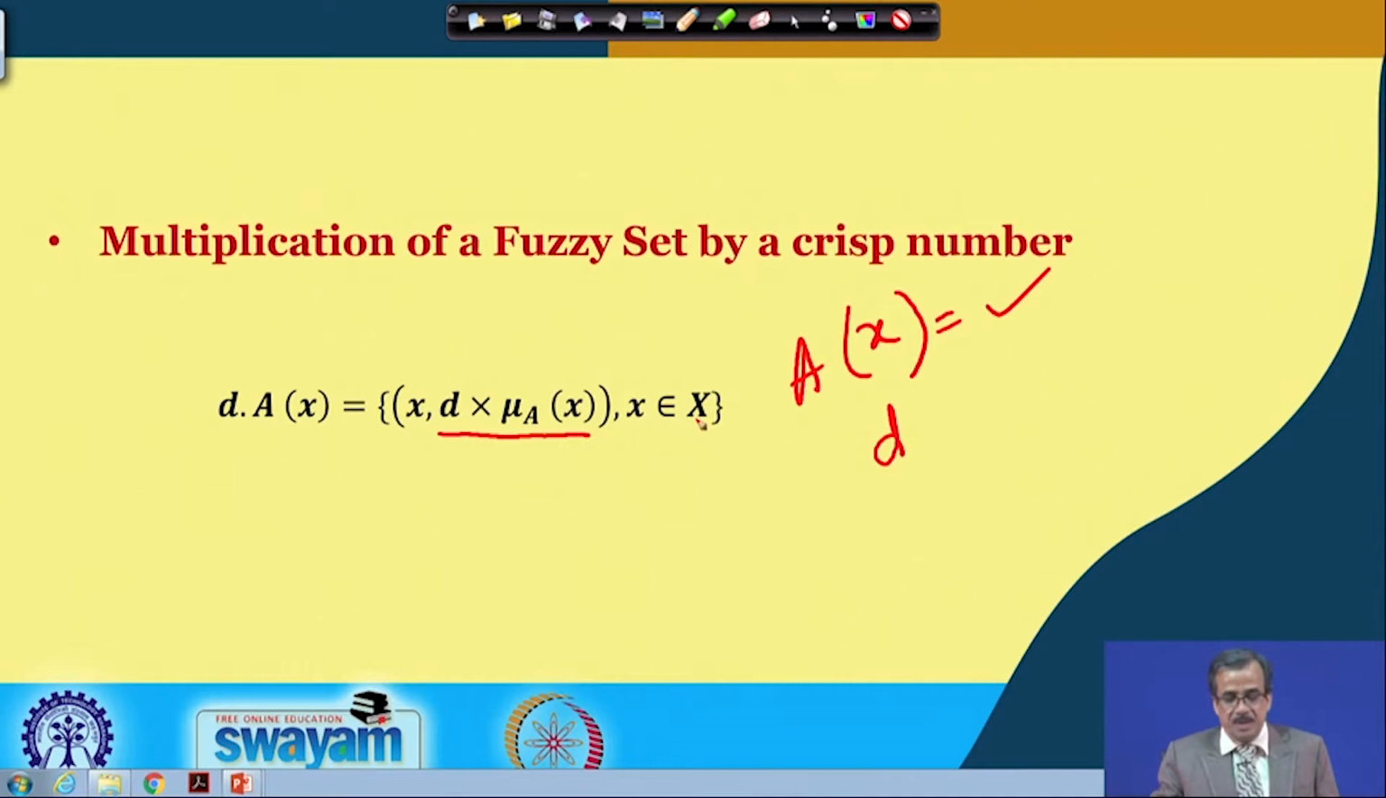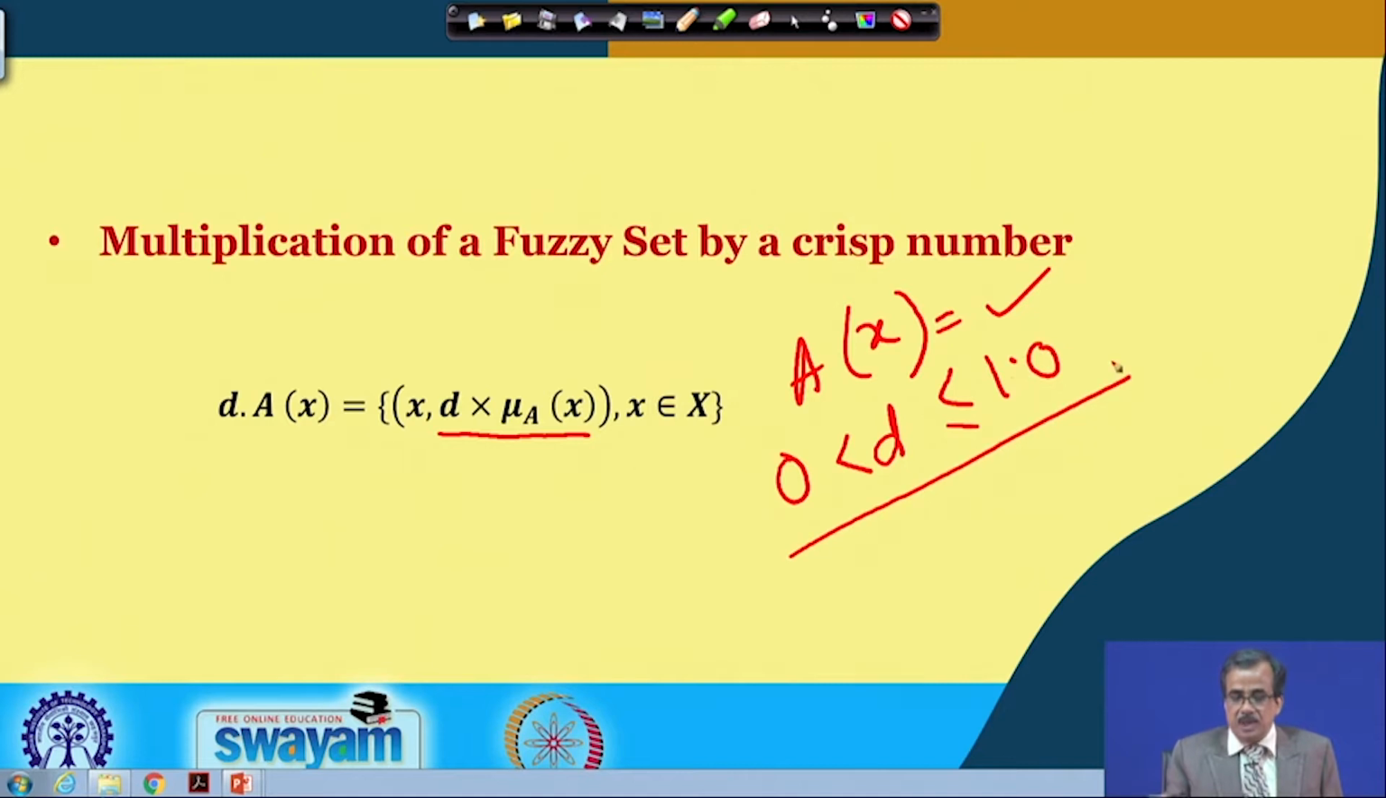Here, the range for this d, generally we consider d to be greater than 0 and less than or equal to 1.0. Now, my question is, why do you need this? We need this concept because if you want to optimize the shape and size of the membership function distribution, we will have to consider multiplication of a fuzzy set by a crisp number.